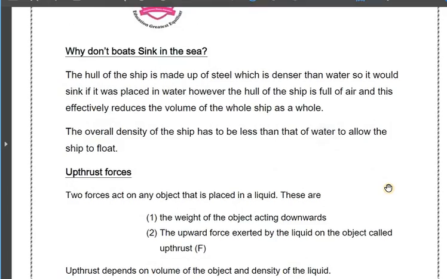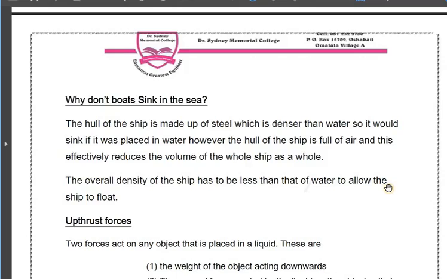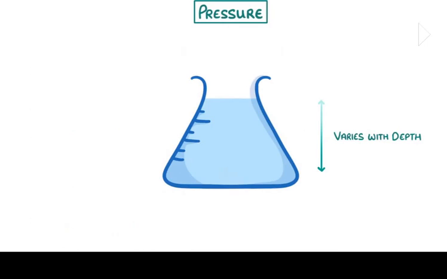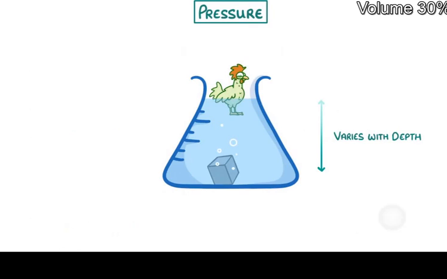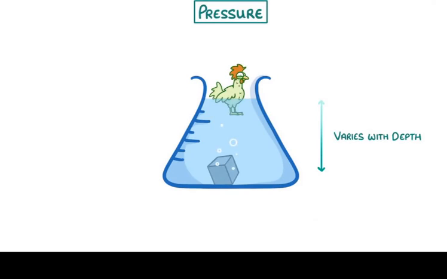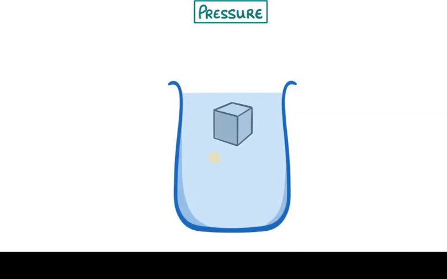Okay? Then we have this question, but before we move to this one, let me just play something here. What determines this? When we talked about pressure, if you recall, we talked about how pressure varies with depth. The deeper you go, the more pressure there is, right? And a substance like the chicken is going to float, but a wooden or maybe a solid block is going to sink.